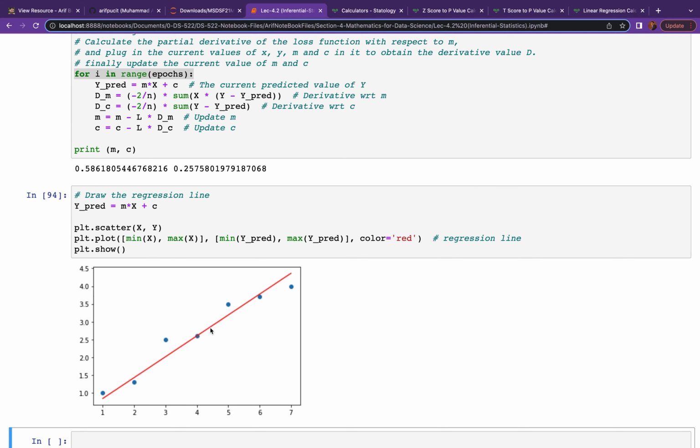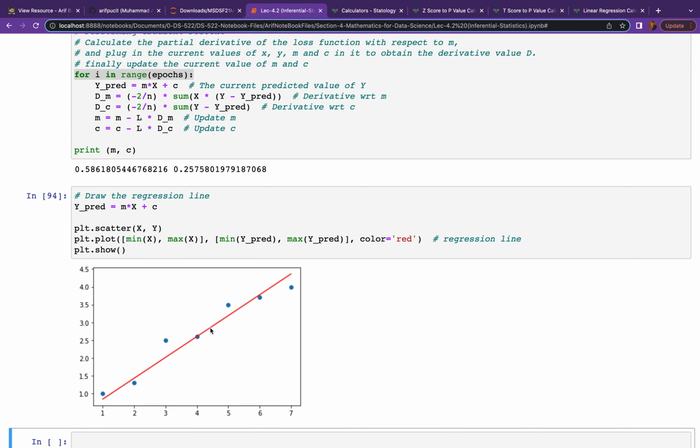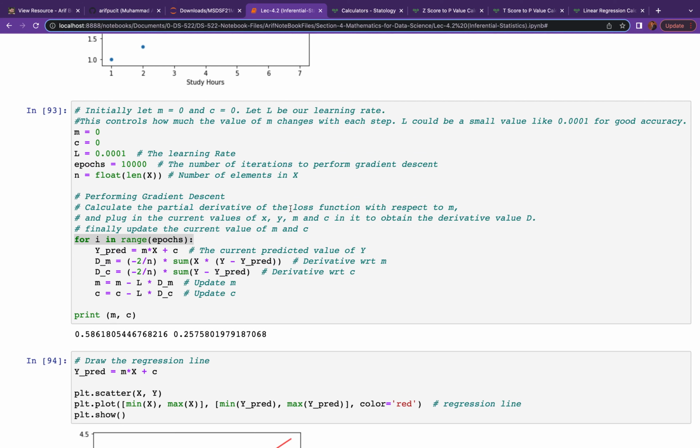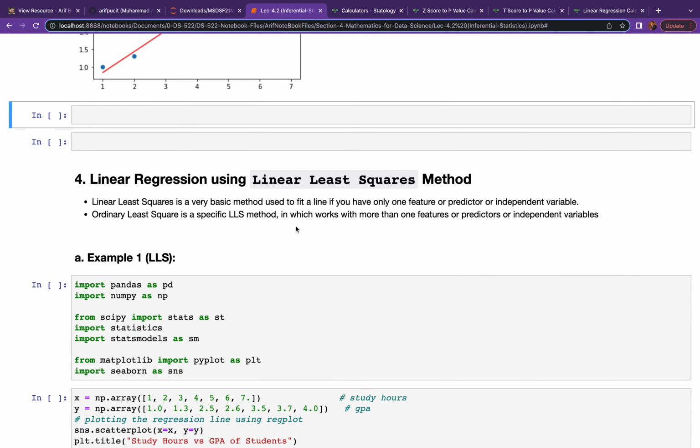I hope this will make sense to you now. So please go through this code. It is very well commented. And let me move ahead and tell you another way of fitting the line using the linear least square method.